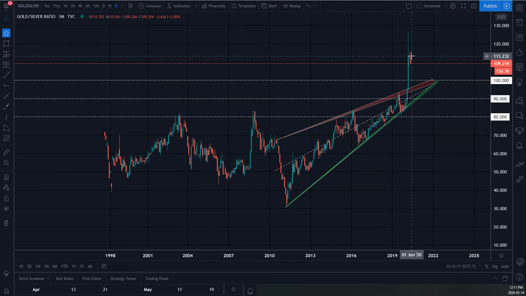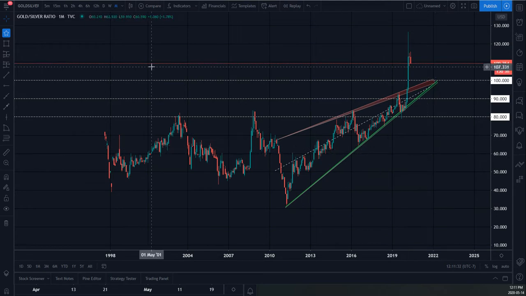I do think we could get a reversal here, because on the smaller time frames, it does look like we've failed to attempt to hit that high again, and we'll look at that very shortly. But overall, we just want to understand that if it does have a significant move to the downside, it's going to be extremely bullish for silver.